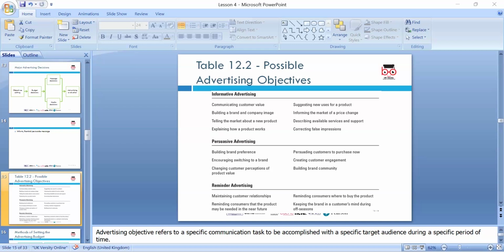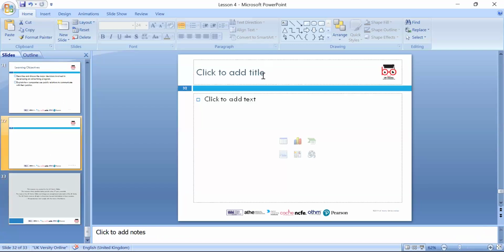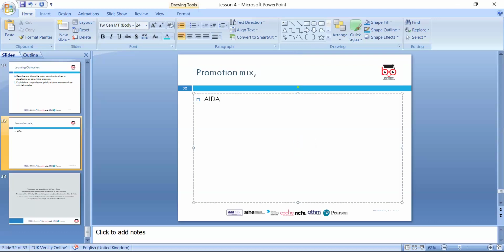So we have to define the promotion mix tools and communication, and discuss the changing landscape. So today our key topic was the promotion mix. We have advertising and sales promotion, and there are other campaigns we discussed under the marketing mix. AIDA is attention, interest, desire, and action.